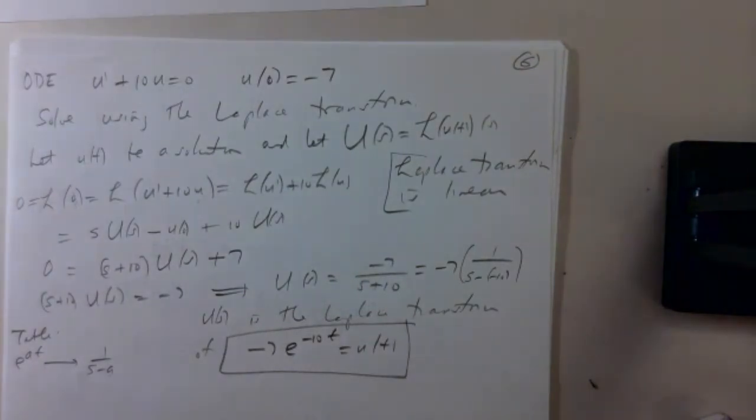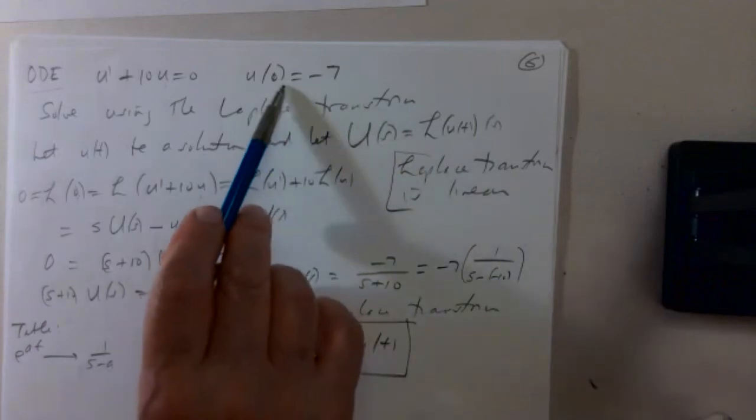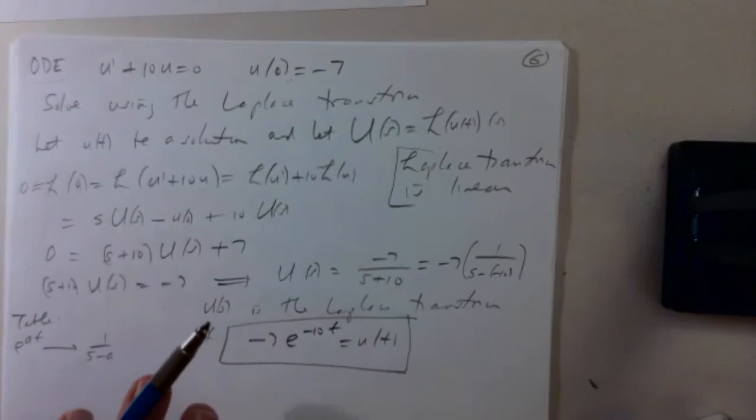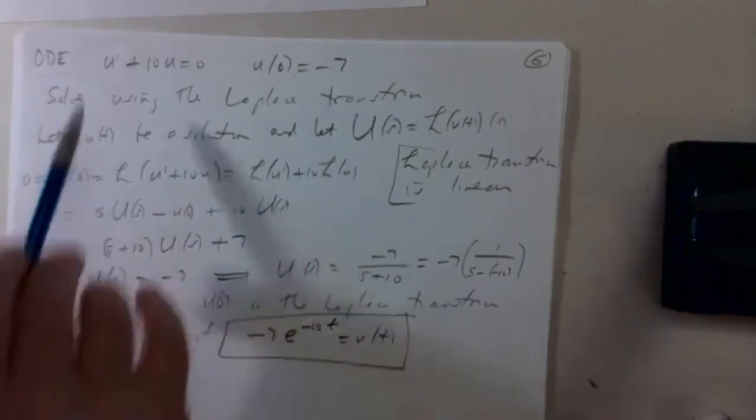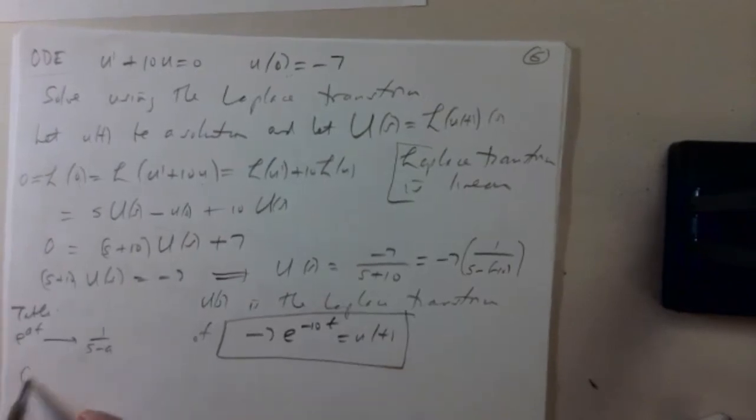Notice that when we use the Laplace transform, we're using it preferably when we already have the initial condition, because that's built into the Laplace transform. We're not finding the general solution and then the particular solution that satisfies this initial condition. We're getting the particular solution at once. Anyway, this is supposed to be the answer.